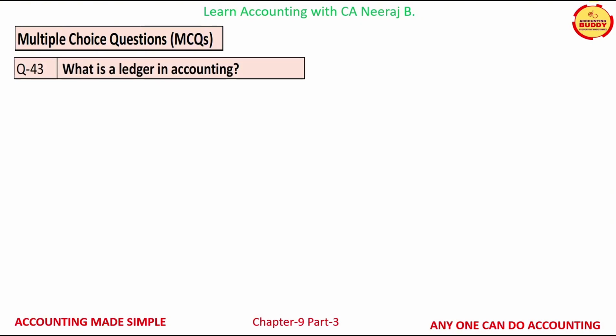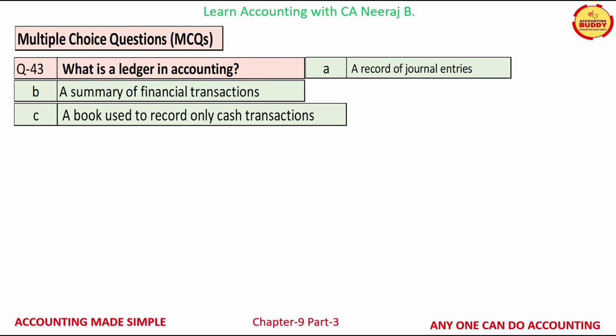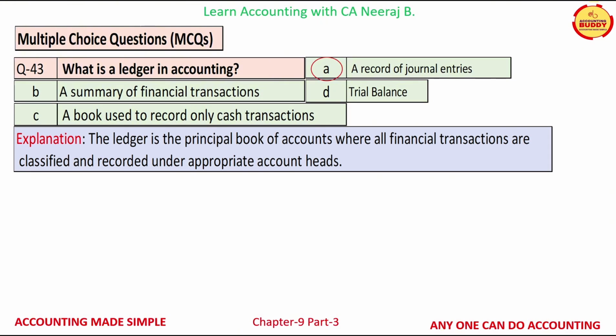Question number 43 is, what is a ledger in accounting? And the available options are option A, a record of journal entries, option B, a summary of financial transactions, option C, a book used to record only cash transactions, and option D, trial balance. And the correct answer is option A, a record of journal entries. Now option A is a correct answer because the ledger is the principal book of accounts where all financial transactions are classified and recorded under appropriate account heads.